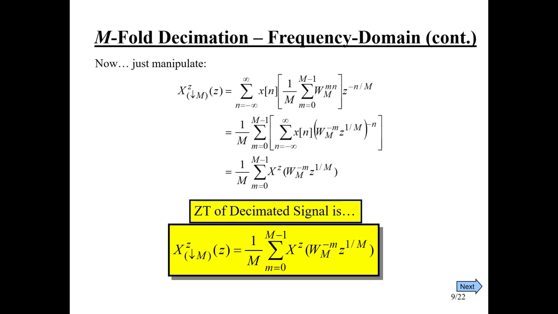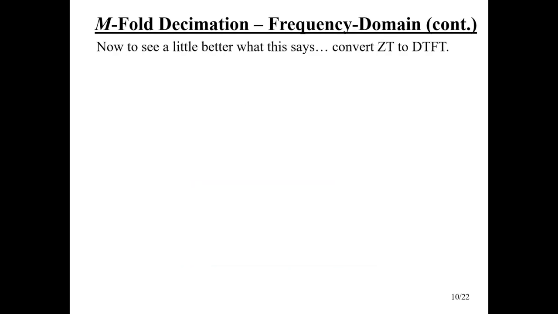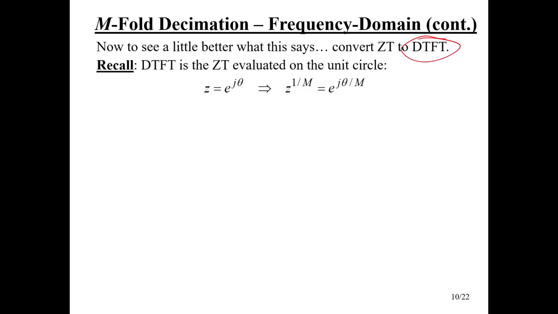We'll see that we get more insight by converting this not into Z transform, but converting this to DTFT. Then we can interpret what this means. But basically, this is saying that the Z transform of the decimated signal is the Z transform of the original signal with some machinery going on, and we add a bunch of those machinery things together. Well, what does that machinery do? To see that a little bit better, let's convert to the DTFT form. So remember, to do that, that means that we're evaluating Z on the unit circle.